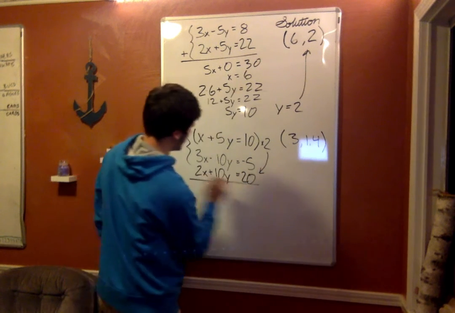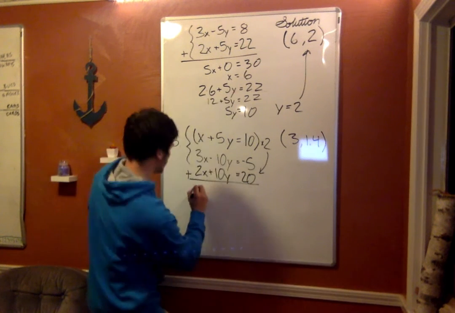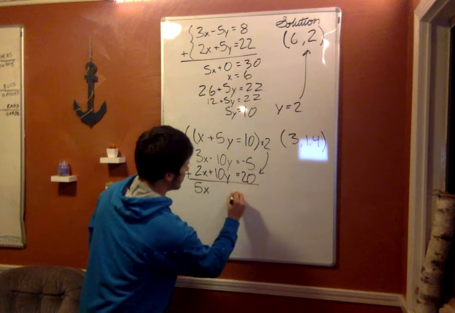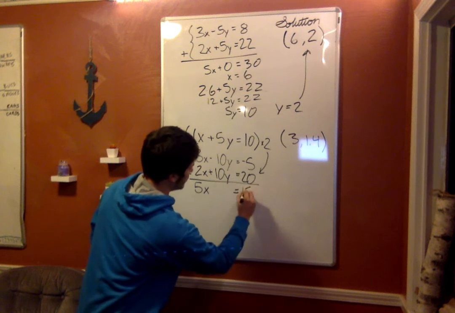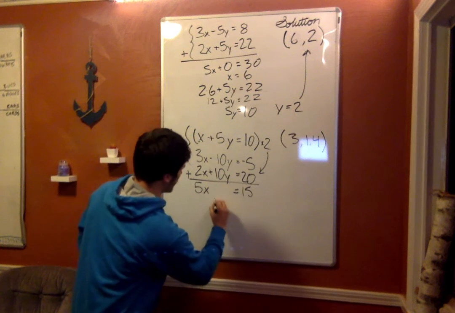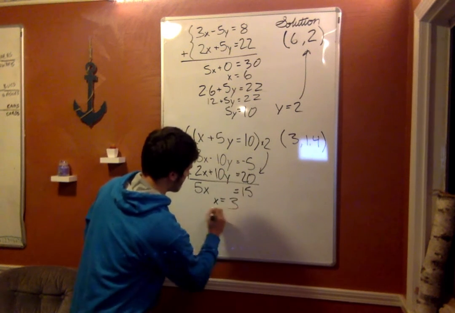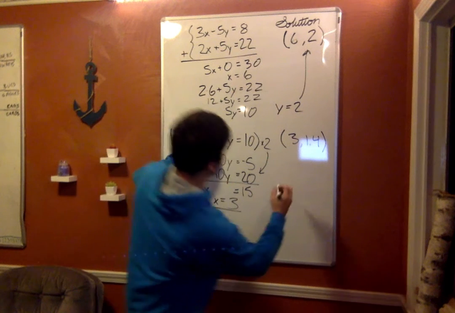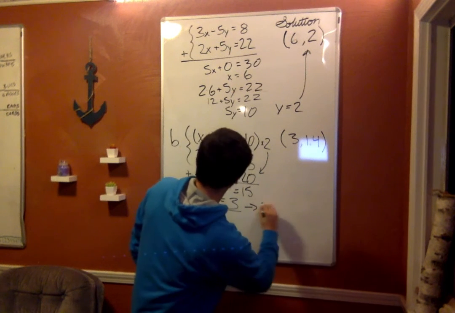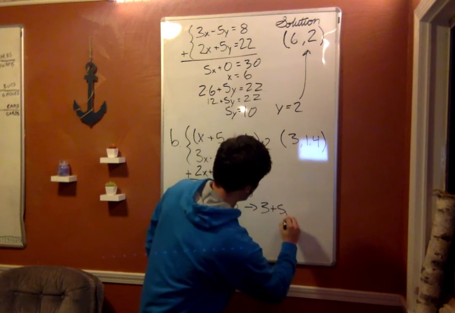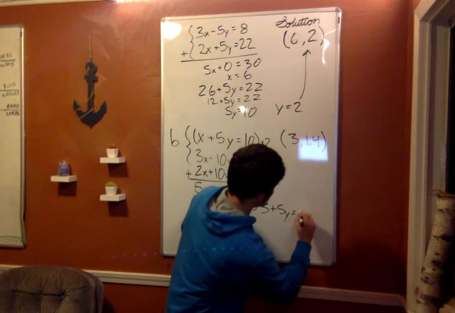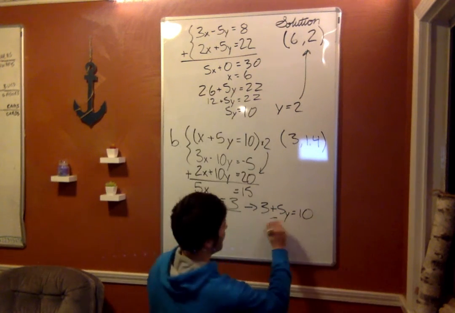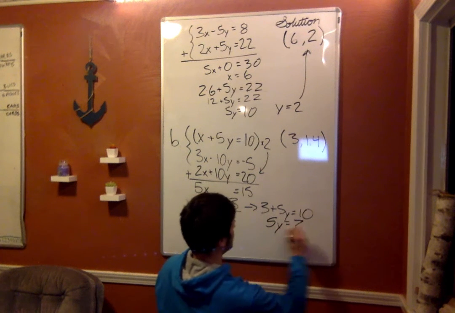And we'll add those together. And we get 5x equals 15. So we end up with x equals 3. We'll plug that back into one of these equations. I'll use the top one here. So we have 3 plus 5y equals 10. Do a little algebra here. We end up with 5y equals 7.